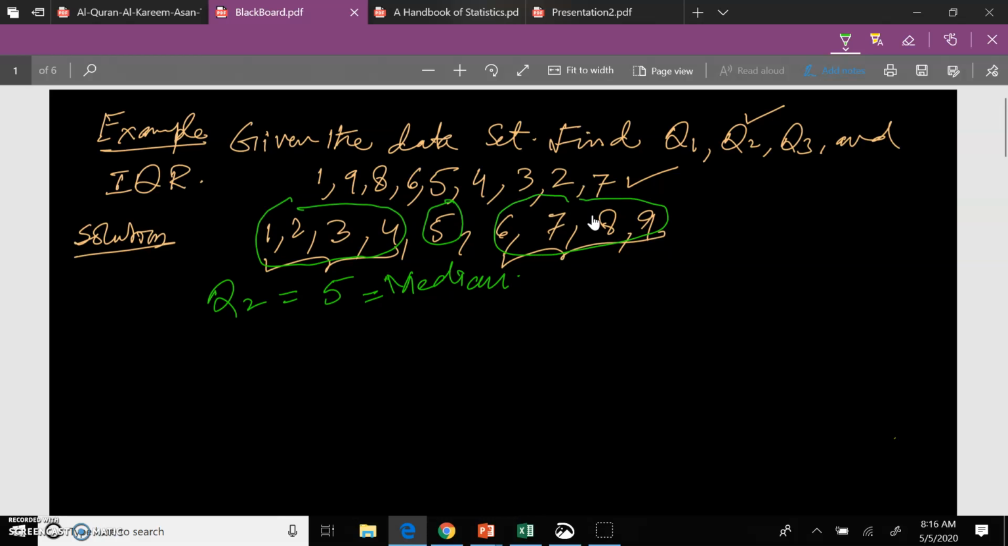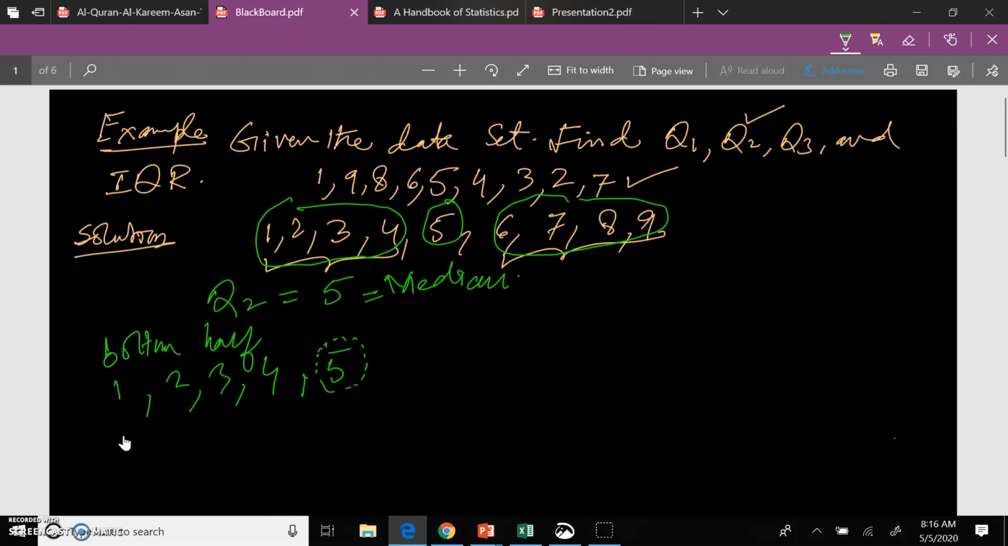And what we are going to do is take these two halves one by one. So the lower half, the bottom half of our data set, is 1, 2, 3, 4, right? But remember, our number of observations is odd, and I told you whenever the number of observations is odd, we always include the median in both the halves. So this median will be here also. I'm just pointing out why I took this 5, right?